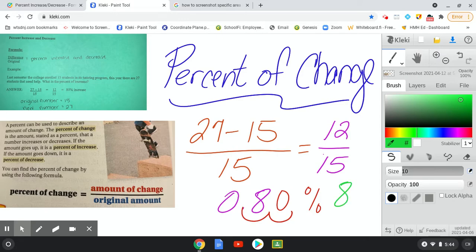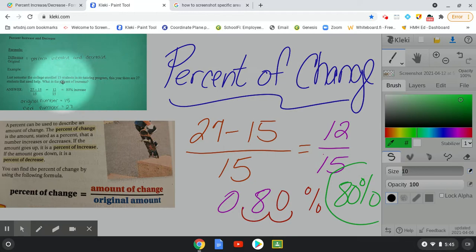Okay, so 80%. So there was an 80% increase in the amount of students that enrolled in the tutoring program from last year to this year. Okay, so it was an 80% increase of enrollment. All right, let's try another example.